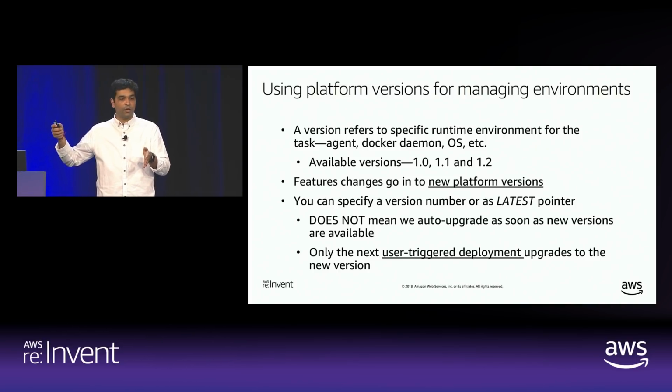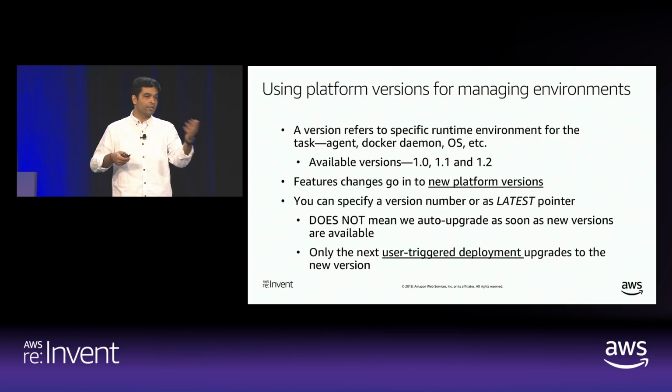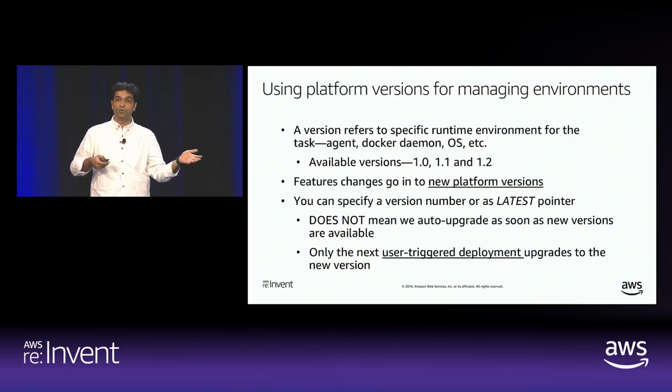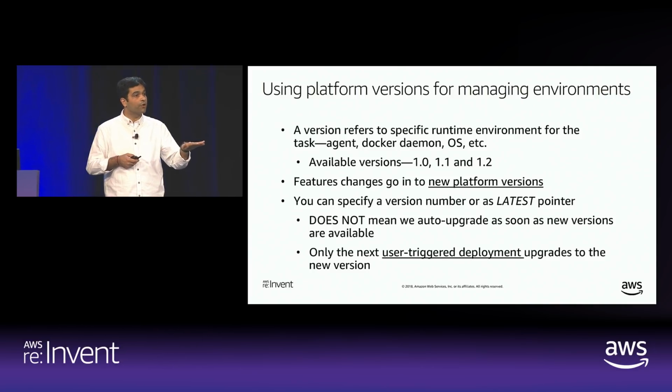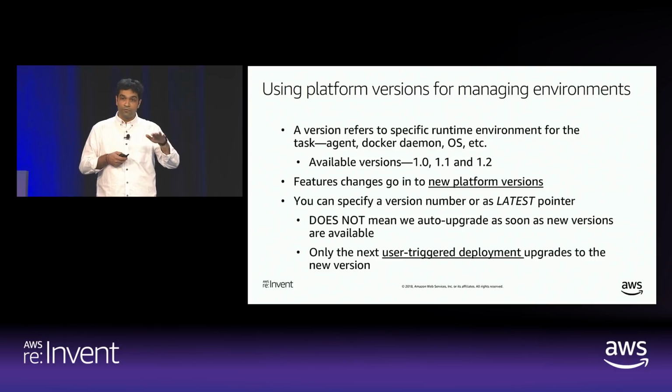For example, as part of platform version 1.2, we launched access to private registry authentication. So if you are using something that's not Amazon ECR, you can use that feature. That required some changes. We do, however, patch, update, and manage the versions that are already out there for bug fixes and security fixes to make sure your environment is always secure.